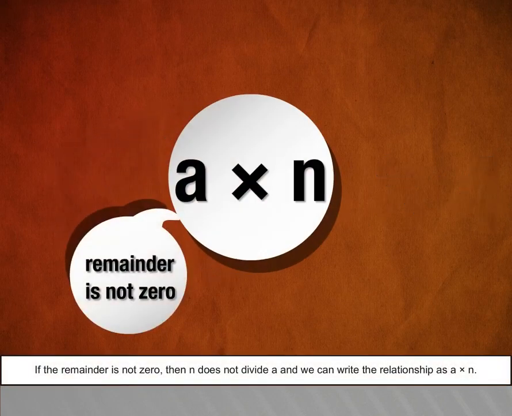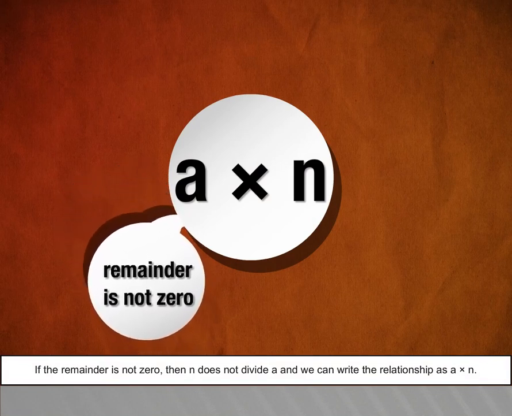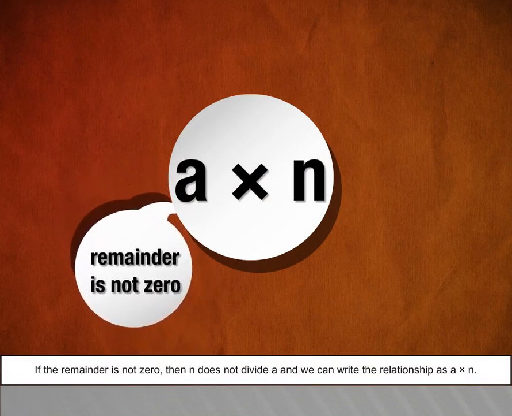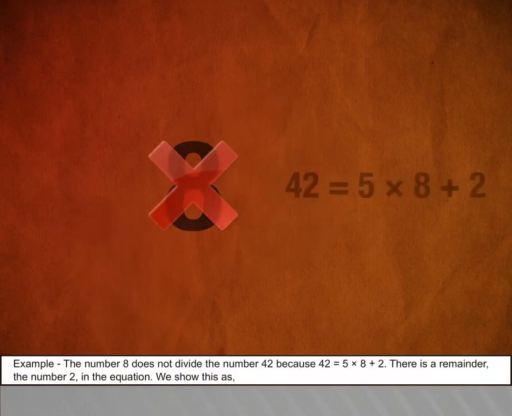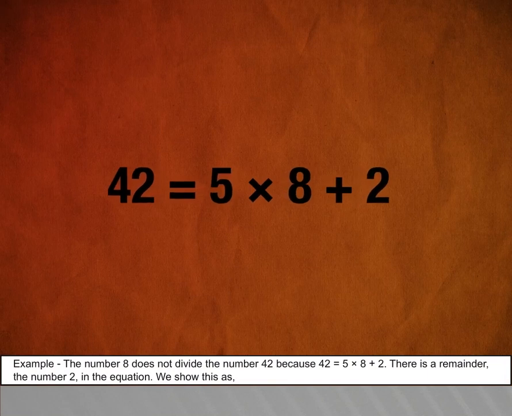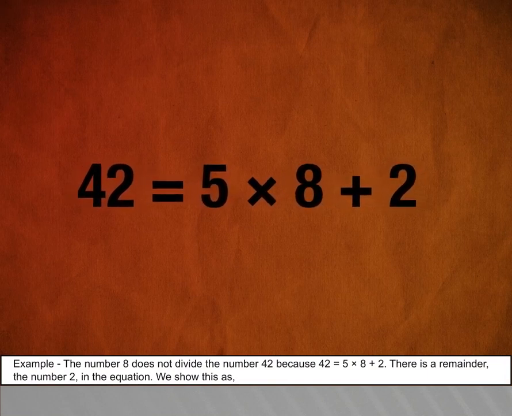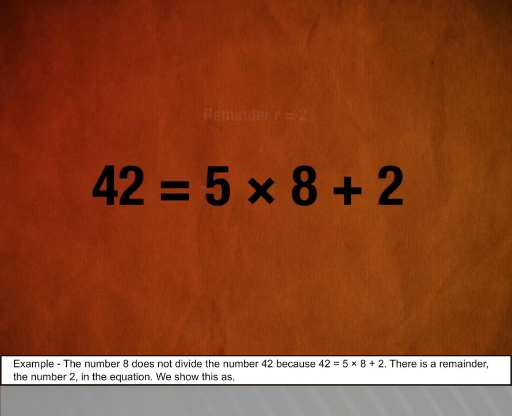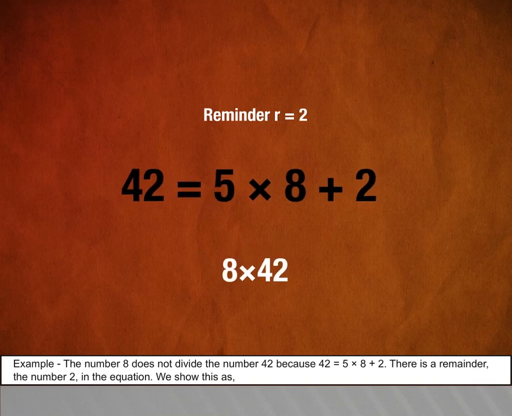If the remainder is not 0, then n does not divide A and we can write the relationship as n ∤ A. Example, the number 8 does not divide the number 42 because 42 is equal to 5 into 8 plus 2. There is a remainder, the number 2, in the equation. We show this as 8 ∤ 42.